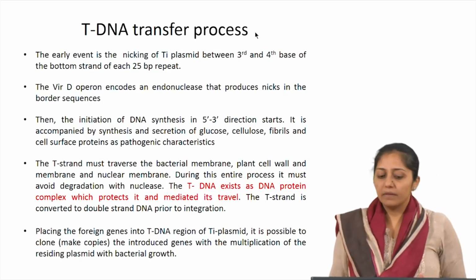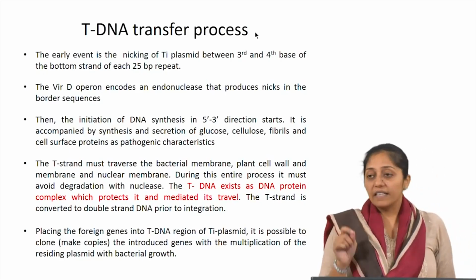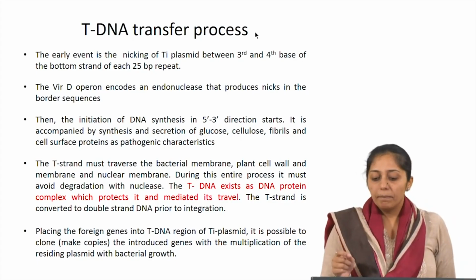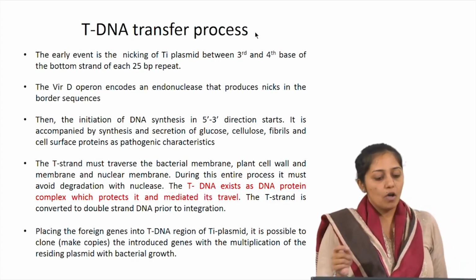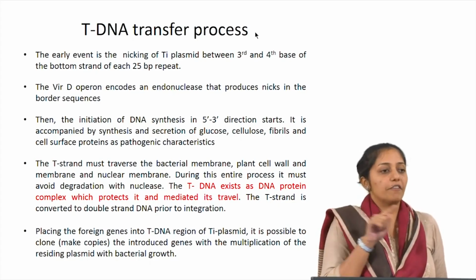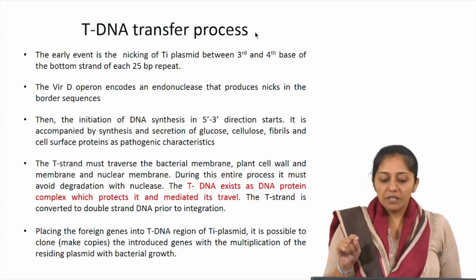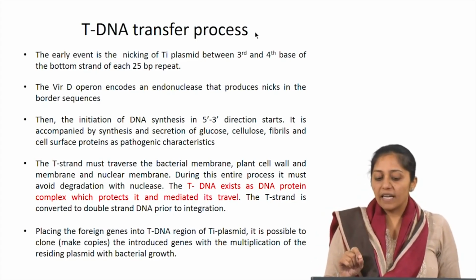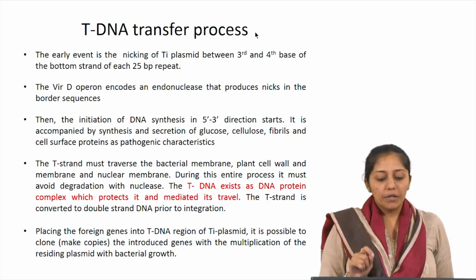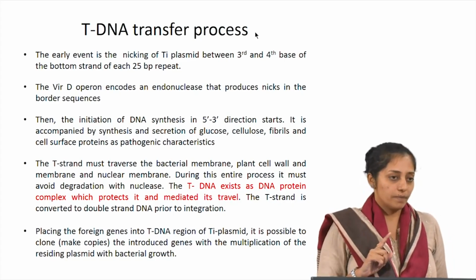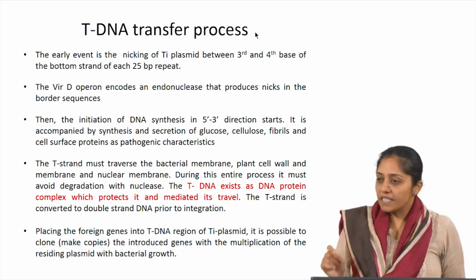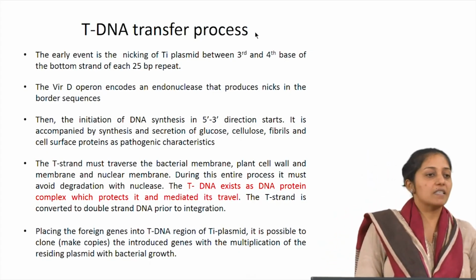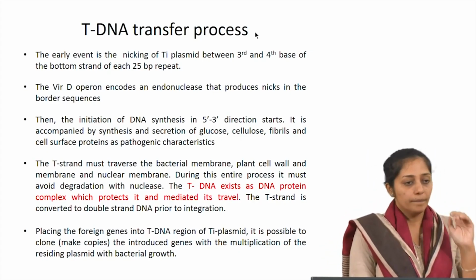So how does it happen? The early event is the nicking of the Ti plasmid between the third and the fourth bases of the bottom strand of the 25 base pair repeat. The virulence D operon encodes an endonuclease that produces a nick in the border sequence. Then the initiation of DNA synthesis begins in the 5' to 3' direction.